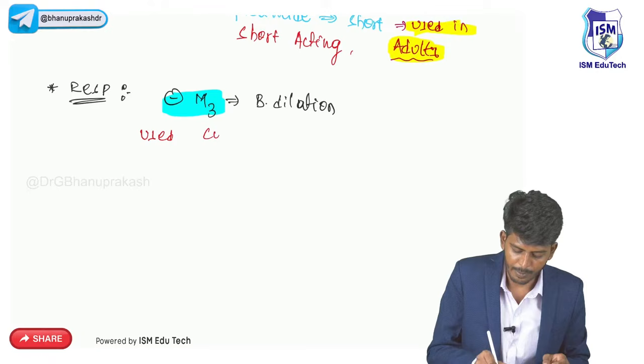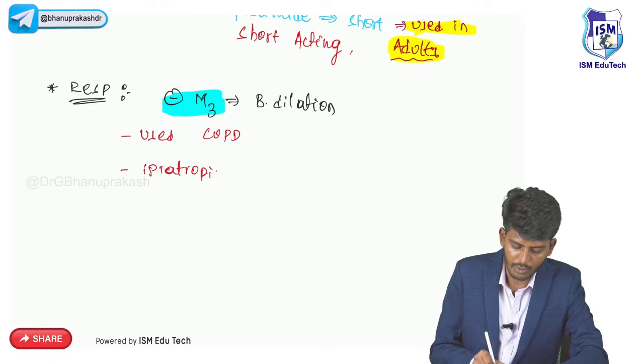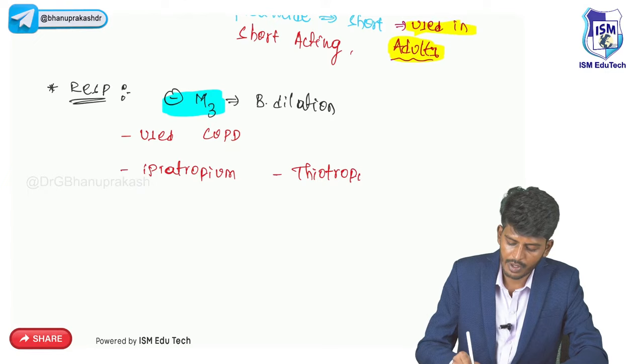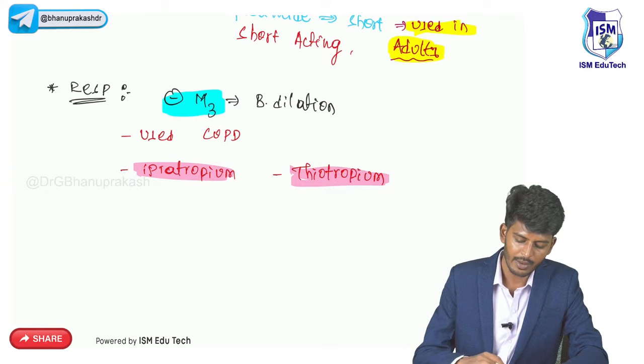And if they are used for COPD, now what other drugs do we have? That is your ipratropium and tiotropium. Now, ipratropium and tiotropium, most important question. There are two drugs. Among these two drugs, which is long acting? Remember, the long-acting drug is your tiotropium.